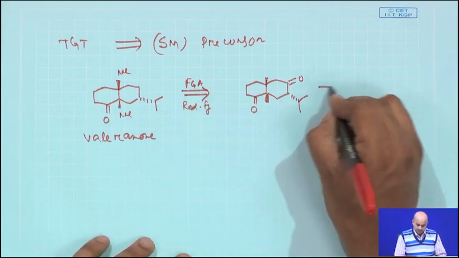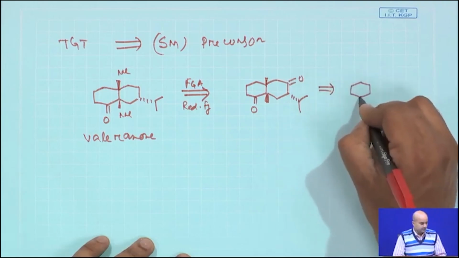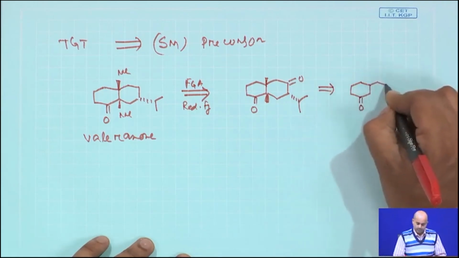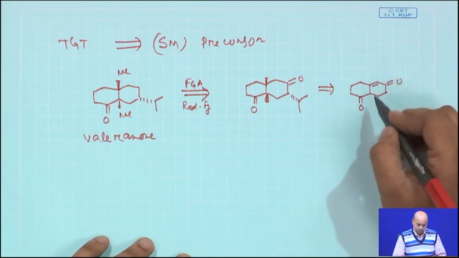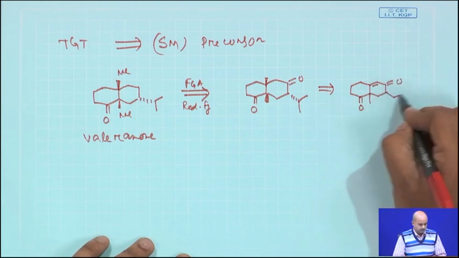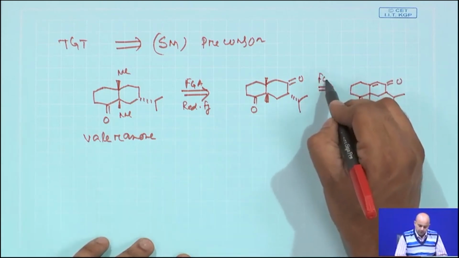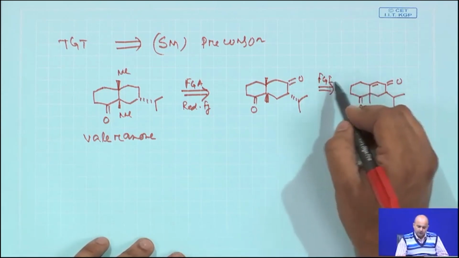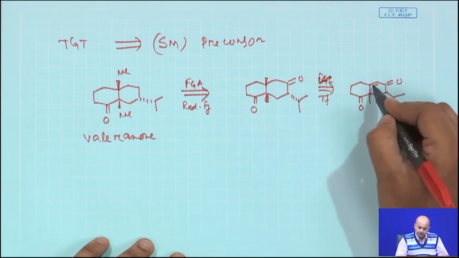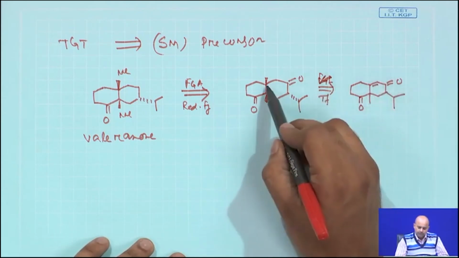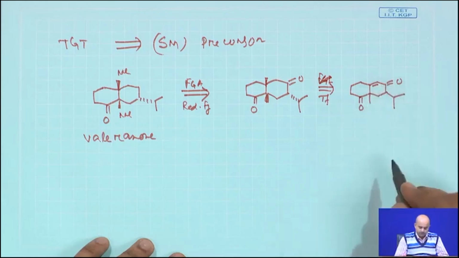Then we say okay, if this can be done, we will now do our next round of retro based on this kind of transformation. Here we are saying that we will be doing a functional group interconversion, or rather it is not a functional group interconversion, it is basically a transformation. It is a 1,4 Michael addition of a methyl nucleophile to this alpha beta unsaturated ketone system.